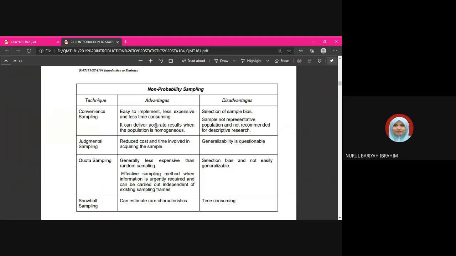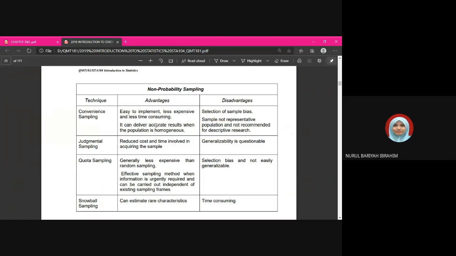rather than kalau you buat SRS, then you need to have the complete sampling frame first, then you kena buat randomly selected using the random number table. Kalau you buat systematic pun you kena buat pengiraan interval dulu. Kalau you nak buat cluster or strata pun you have to determine the subgroup first, kan? So more time consuming is needed. Okay, kalau convenience it's more easy.